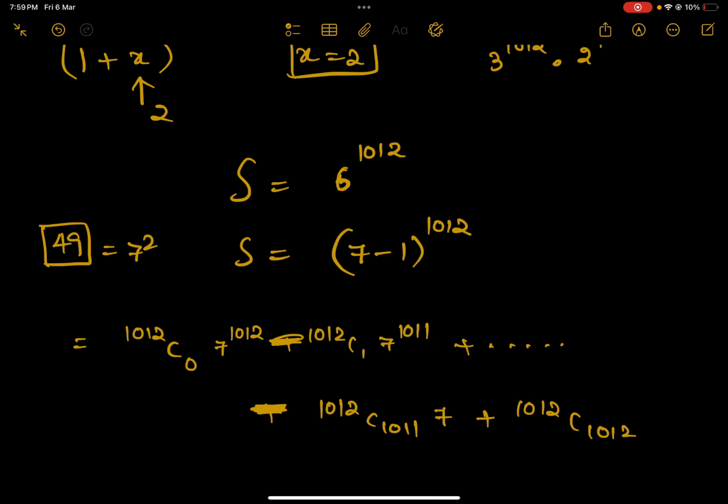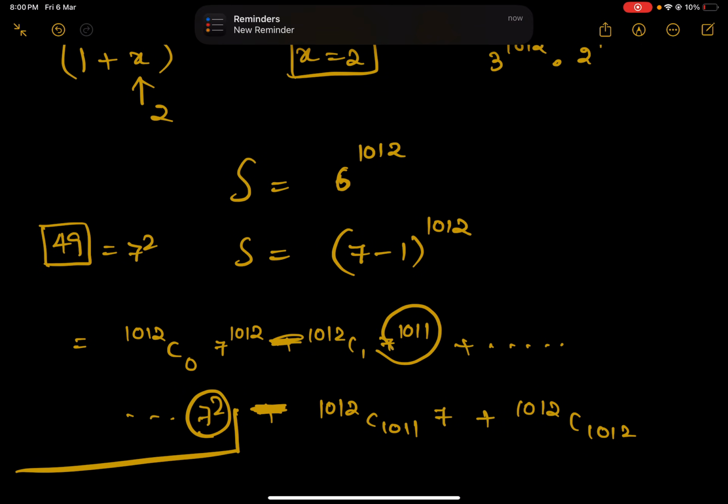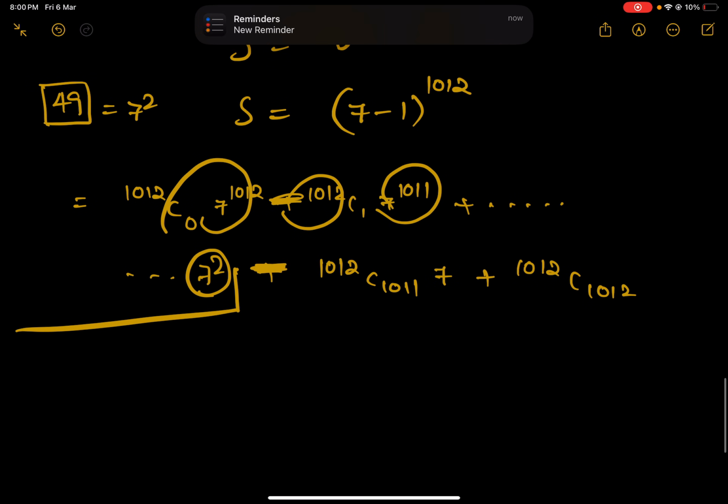If you carefully observe, all the terms before this will have a 7 square term. So all these terms will be divisible by 49. So this can be written as 49k minus 1012 C1011, which is simply 1012 times 7, plus 1.